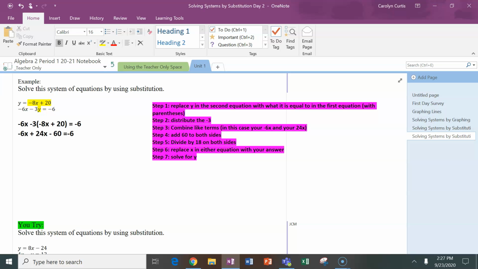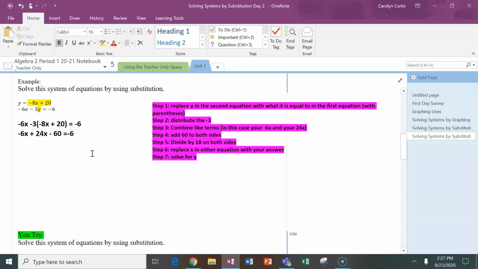Step 3 says combine your like terms. In this case, it's your negative 6x and your 24x. Your like terms are anything that is the same on the same side of the equation. So negative 6x plus 24x is 18x minus 60 equals negative 6. The rest of the equation stays the same.